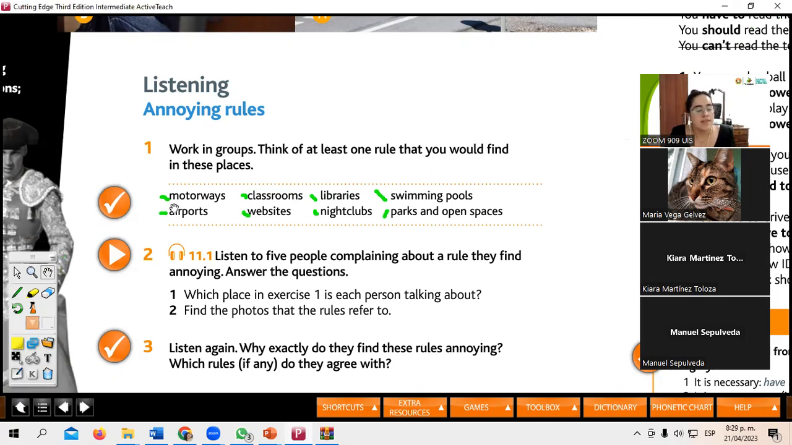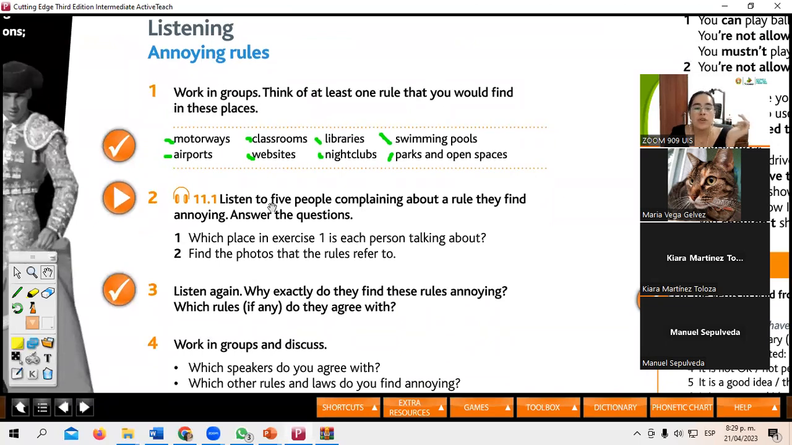All right, guys. Now we are going to start with the listening activity. We're going to listen to 5 people complaining about a rule they find annoying. What is complaining? Do you know complaining? No, what's the meaning of this word? To complain. ¿Se quejan, Miss? Yes, good. So, quejarse. So we are going to listen to 5 people complaining about a rule that they find annoying. Una regla que les parece molesta, fastidiosa, okay?